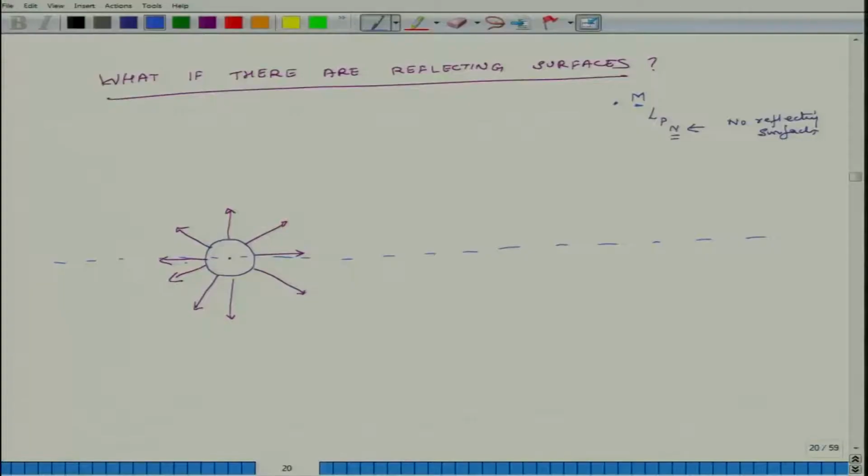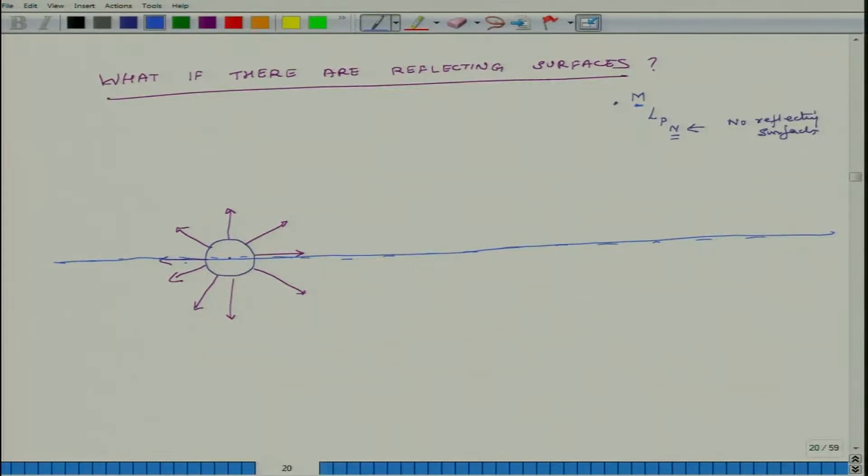Now, consider another thing. What I am saying is that here this blue line was an imaginary dotted plane which partitions the sphere into a top half and a bottom half. Now, instead of an imaginary plane, if I split this sphere into a top half and a bottom half, what will happen to LPN?